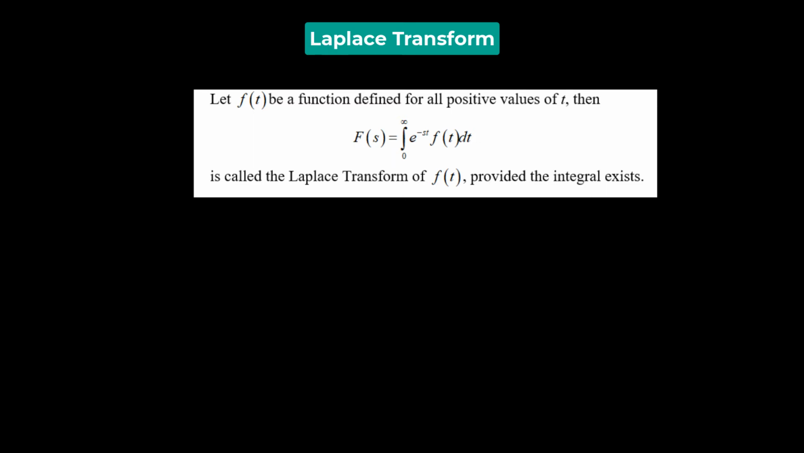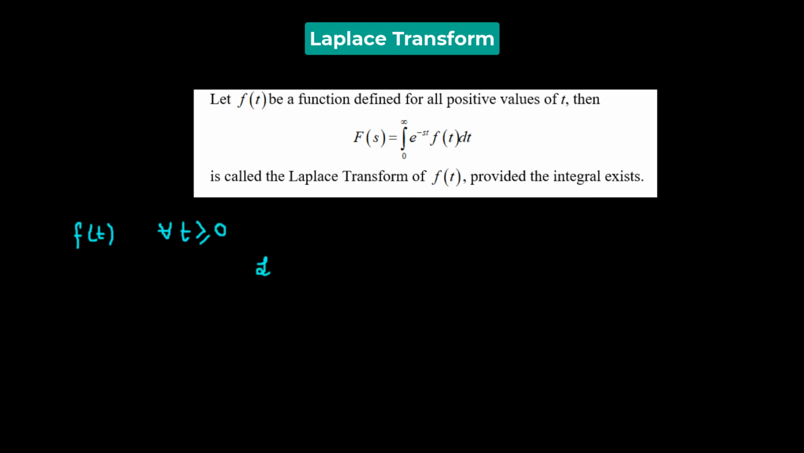So in this particular section, we are going to talk about the Laplace transform. We begin by considering a function f of t. Now we're going to choose the function f of t in such a way that it exists for all values of t greater than or equal to 0.